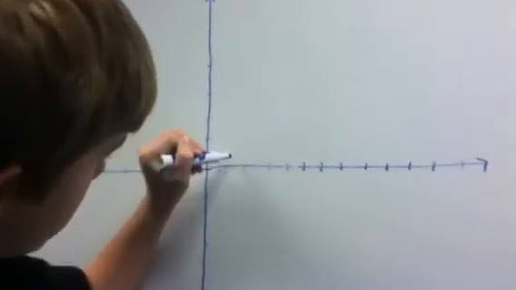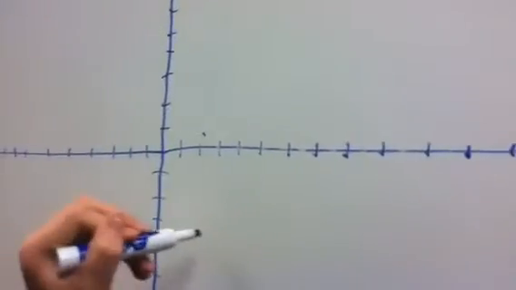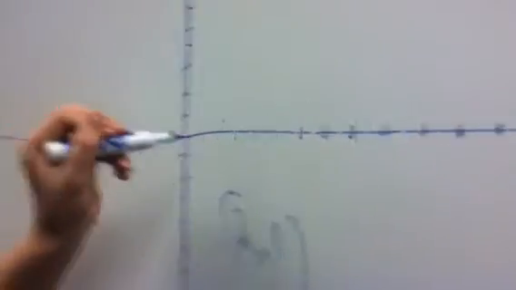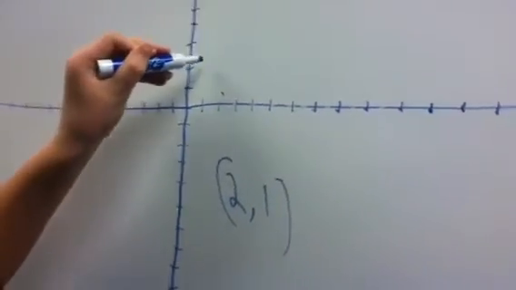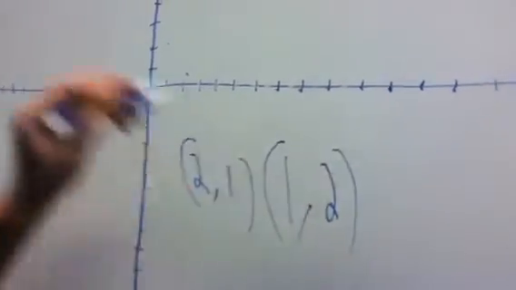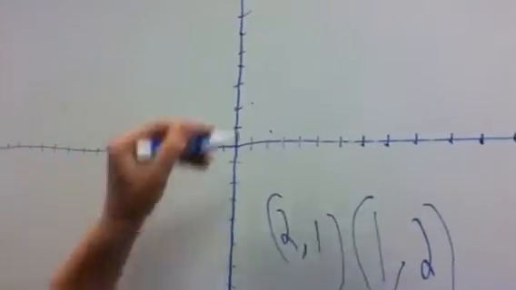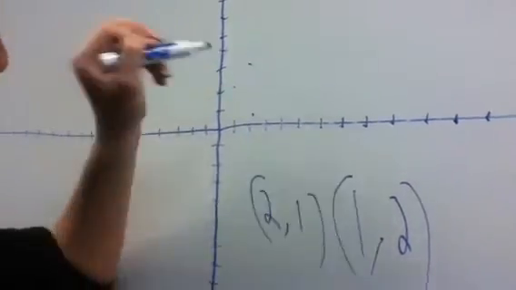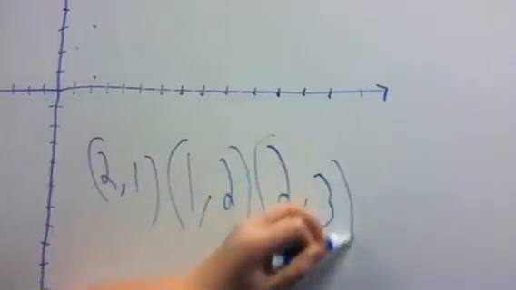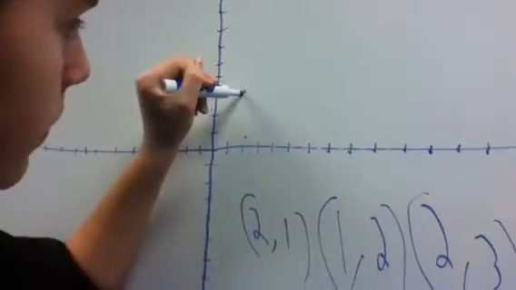First you want to point at 2, 1. Then you want to point at 1, 2. Then you want to point at 2, 3. 2, 3. And you have to connect the dots.